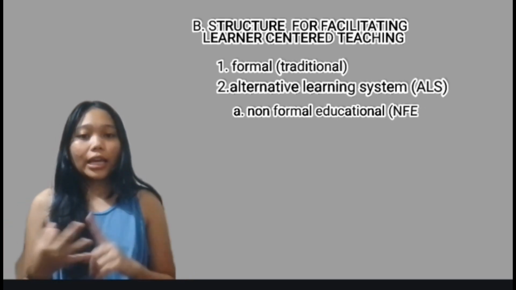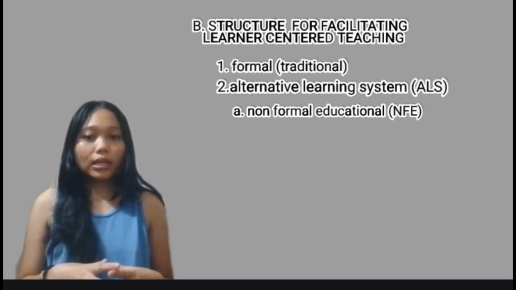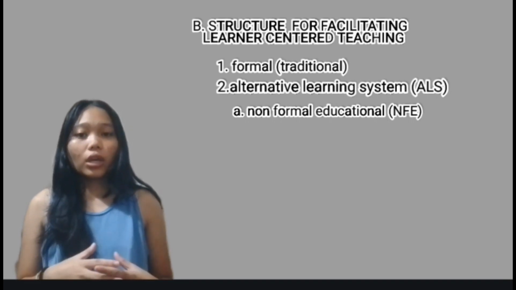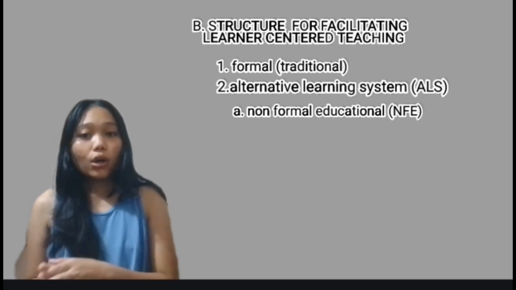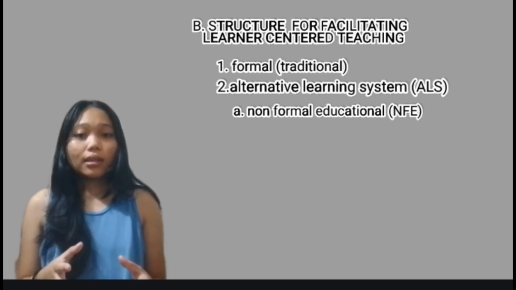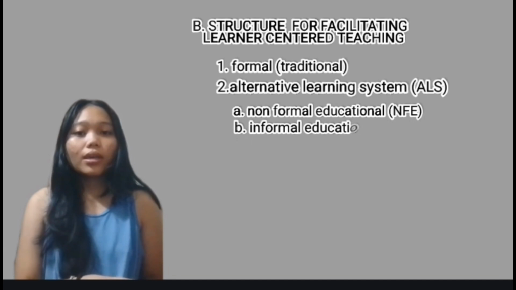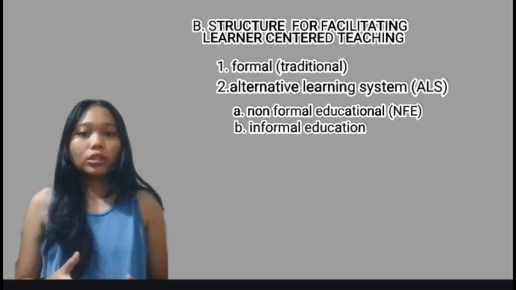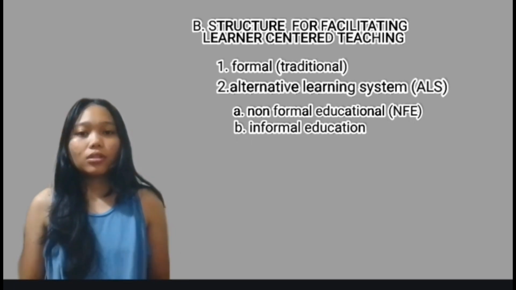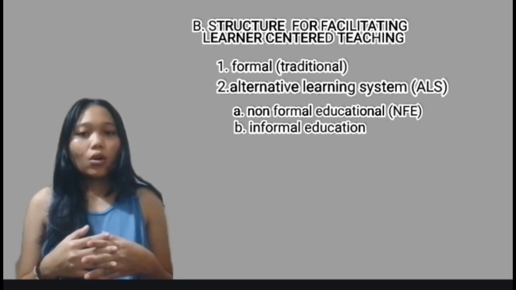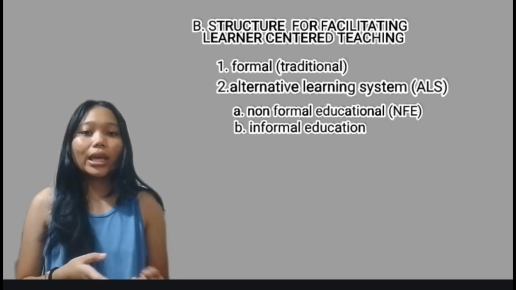So it has three types. First is non-formal education or NFE. Non-formal education or NFE is learning that happens outside of a traditional school setting. Think of it as an alternative education. And the letter B is informal education. Informal education is learning that happens naturally and through daily life experiences. It's basically learning by doing and living.